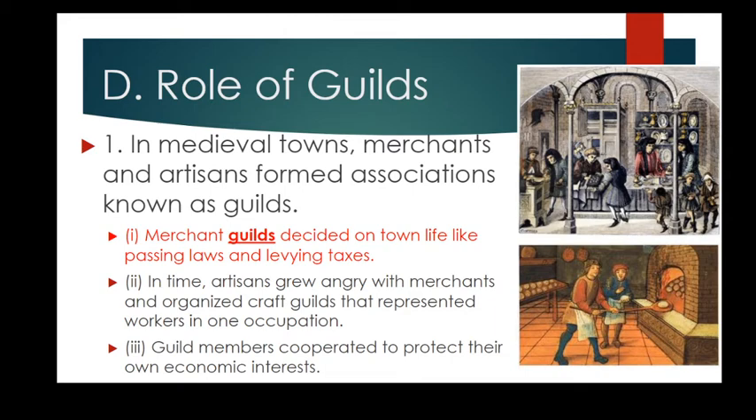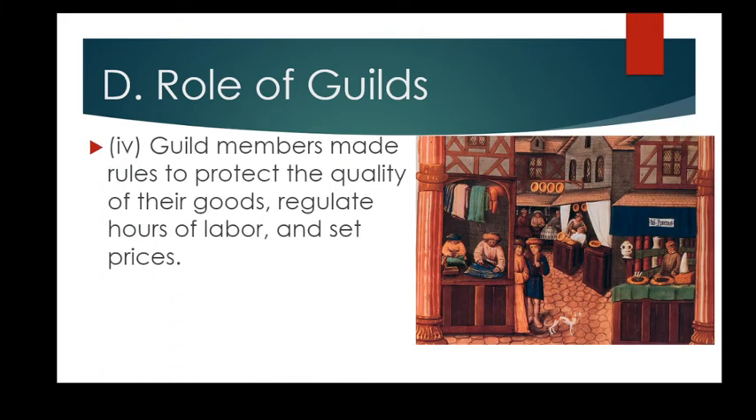Okay, so they would want things to happen, and they knew the nobility was in charge, so they would try to purposely get on the good side of them so that way their economic interests would be satisfied as well. Okay, now guilds are going to play a very important role. Okay, they are going to help keep the quality of the goods.